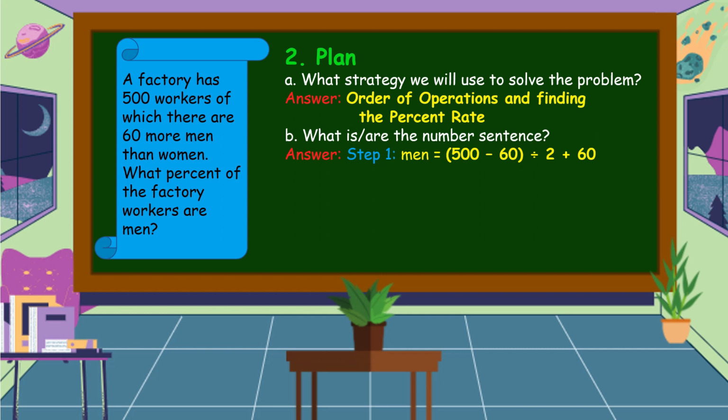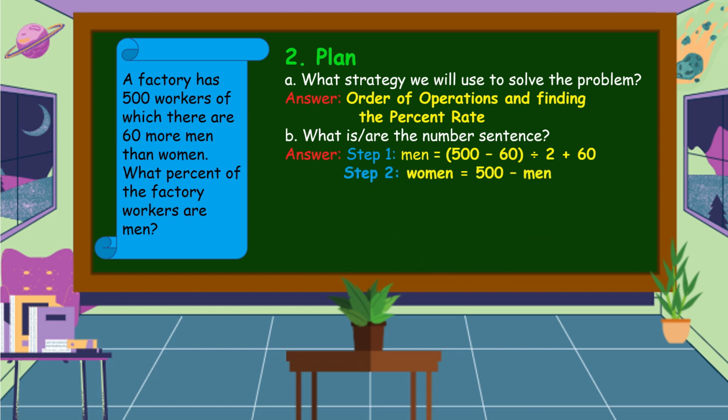Open close parenthesis, 500 minus 60 divided by 2. So, bakit tayo nagbawas ng 60? Because sinabi dito na there are 60 more men than women. So, ibawas muna natin yung lamang ng men sa 500. So, ang sagot dyan, i-divide natin sa 2. Tapos, i-plus natin uli si 60 because there are 60 more men than women. So, yun yung pinakauna natin para makuha natin yung sagot natin kung ilang men meron sa factory na yun.